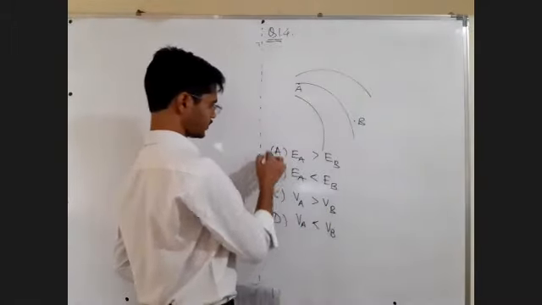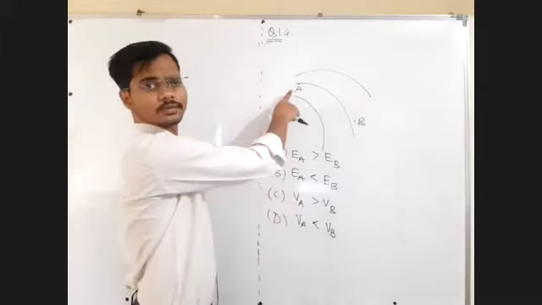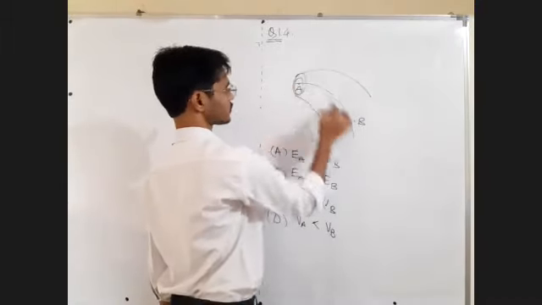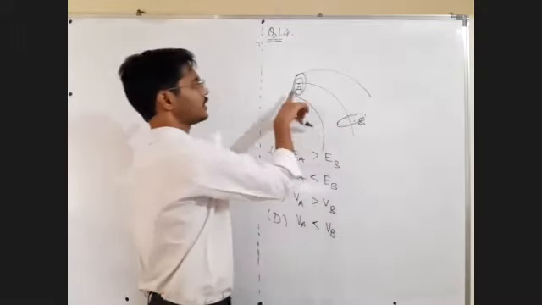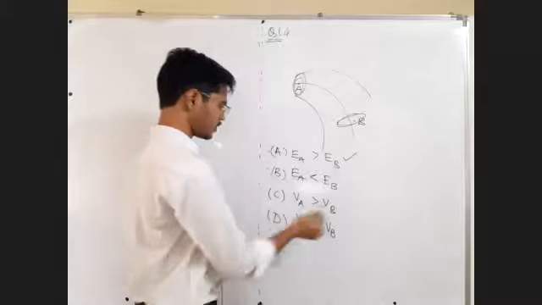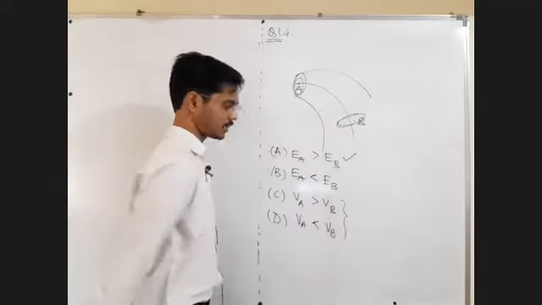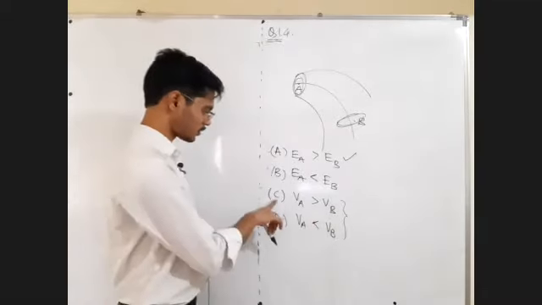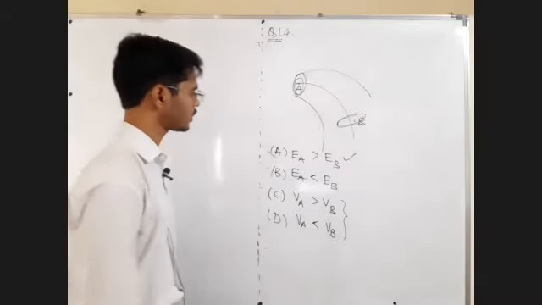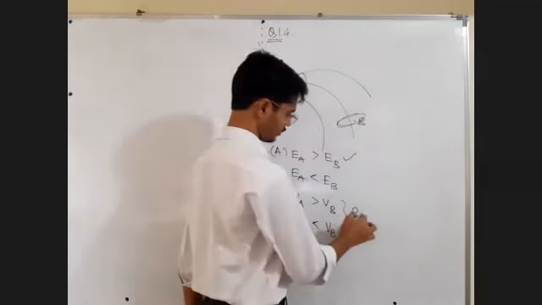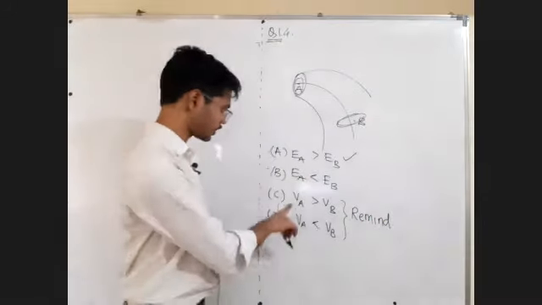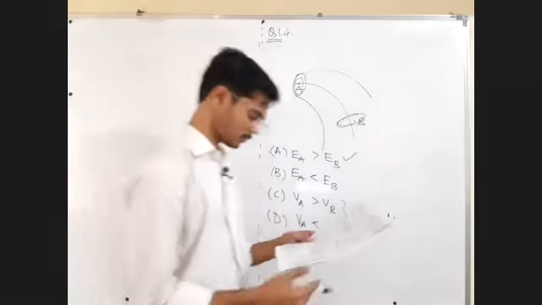Between 1 and 2, which is the correct answer? Number of lines of force in the unit area. Here lines are crowded, so the field will be more. That's it. Option number A is correct. Of course, out of these two, one is going to be correct, but that right now we cannot answer. Okay, keep it as it is. You just remind me after learning the concept of electric potential.